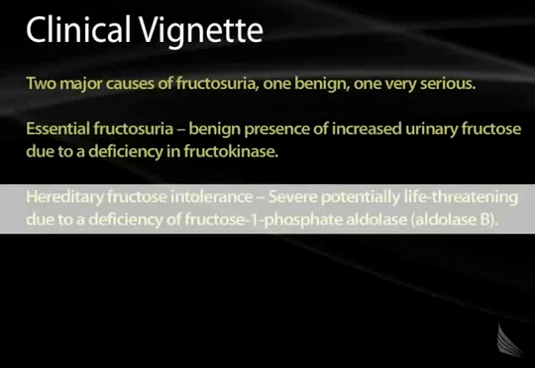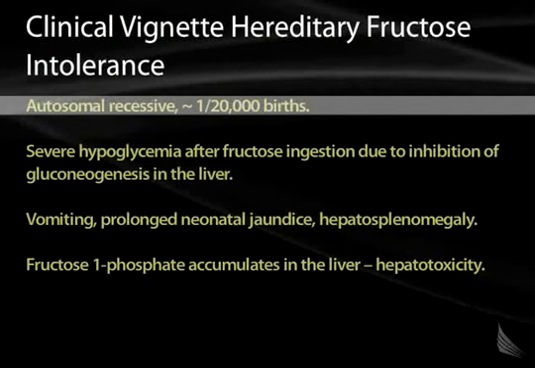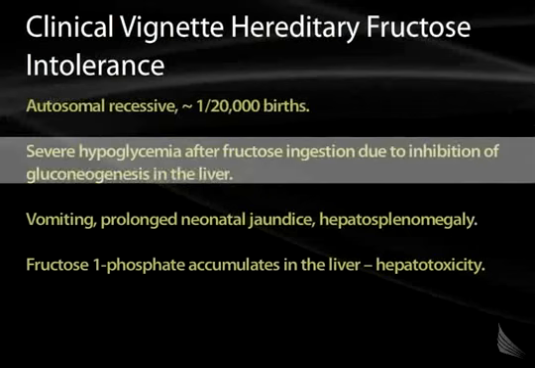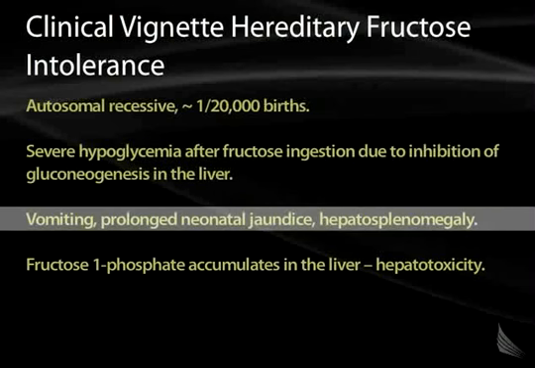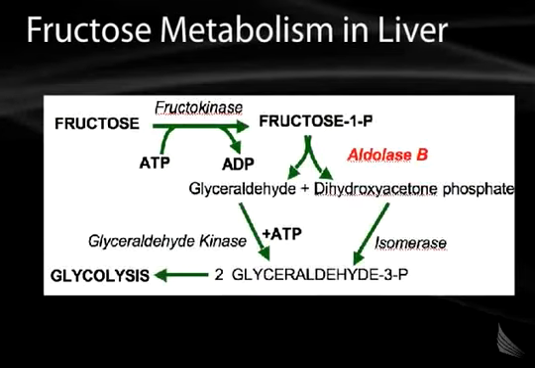Hereditary fructose intolerance, on the other hand, is a severe and potentially life-threatening disease, which is due to the deficiency of fructose 1-phosphate aldolase, or aldolase B. And I'll tell you what that enzyme does in just a minute. This disease is autosomal recessive. It occurs about 1 in 20,000 births. And what happens is severe hypoglycemia after ingestion of fructose, and that's due to the inhibition of gluconeogenesis in the liver. They also have vomiting, prolonged neonatal jaundice, and hepatosplenomegaly. What happens is that fructose 1-phosphate accumulates in the liver, and this leads to hepatotoxicity. So here's the pathway of fructose metabolism in the liver. And understanding this pathway, you'll see why this disease is such a problem.